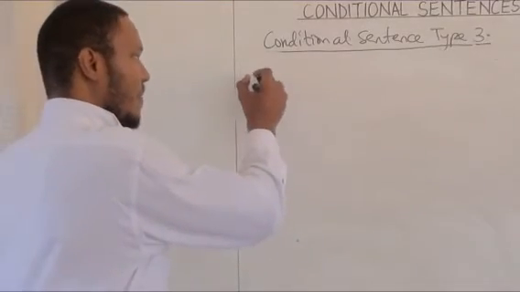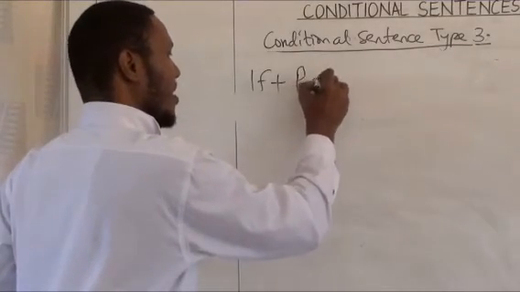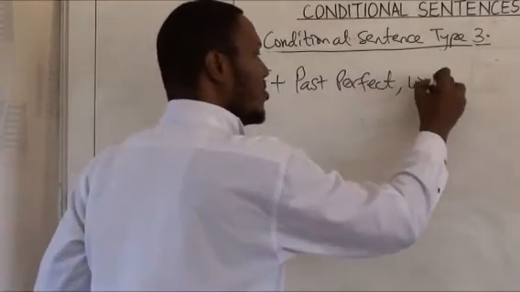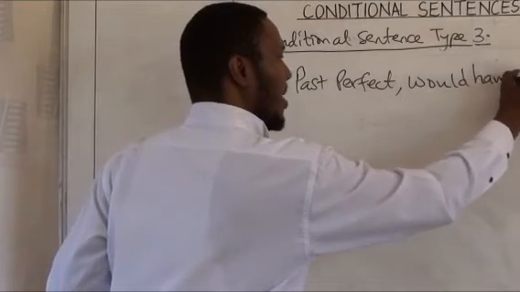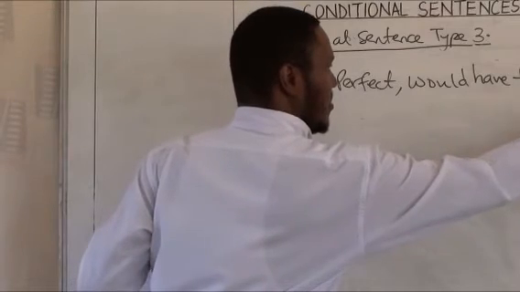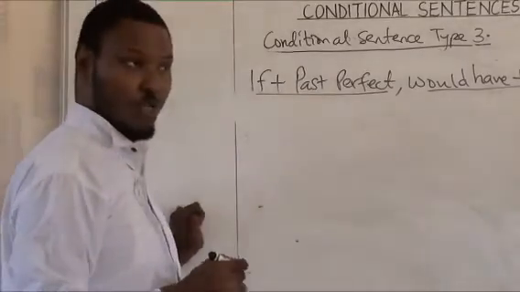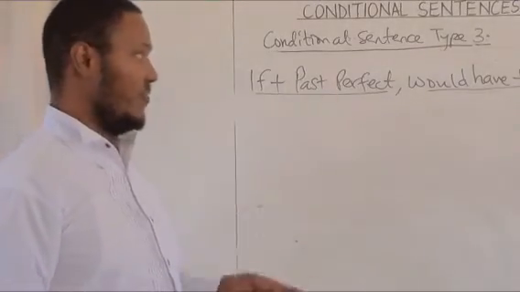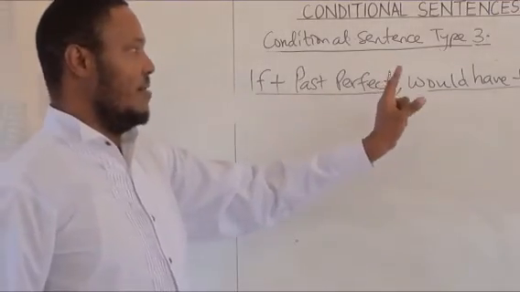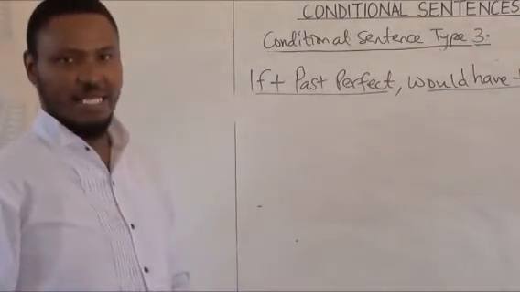So how do we form this? We have if plus past perfect, and in the main clause we have would have plus past participle. And that's why I said it's important for you not to forget what you've been learning during this lesson, because we've already looked at these forms of verb. Okay? So if plus past perfect, and then in the main clause we have would have plus past participle. Let us have 2 or 3 sentences to show this.